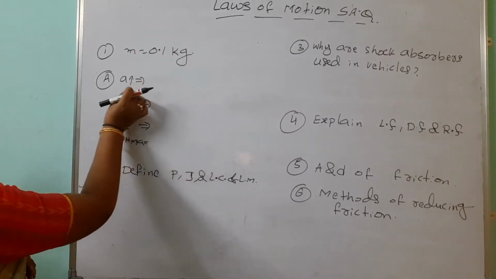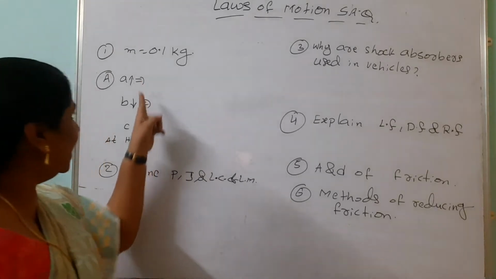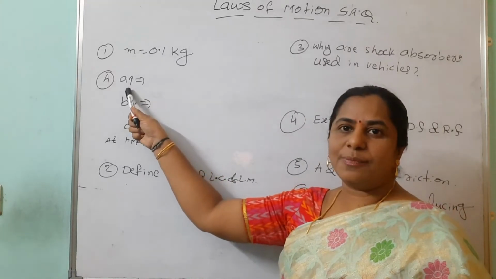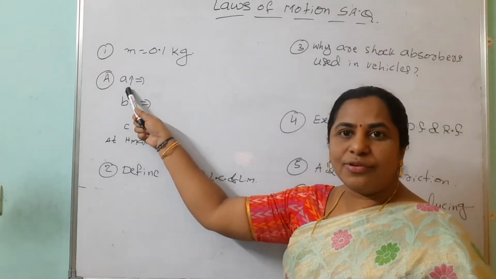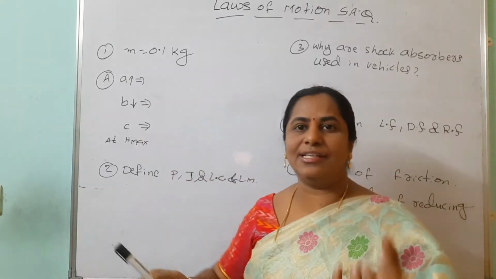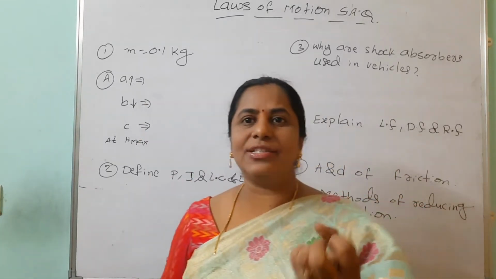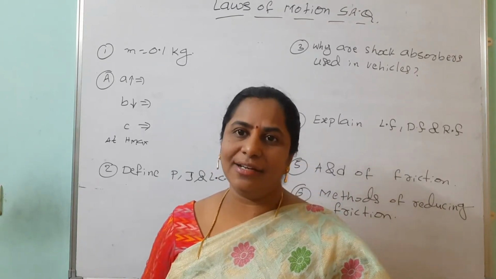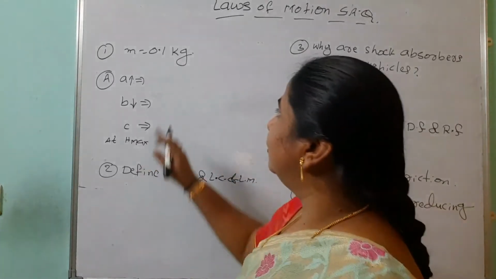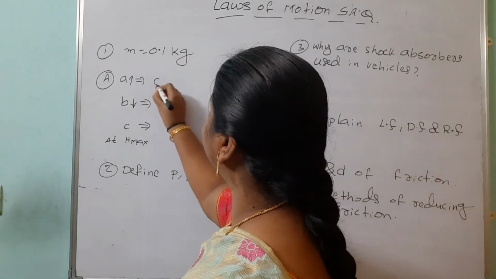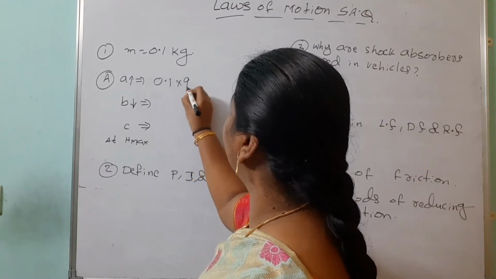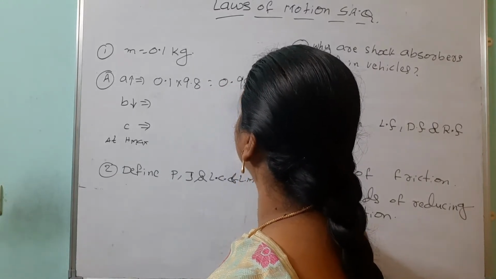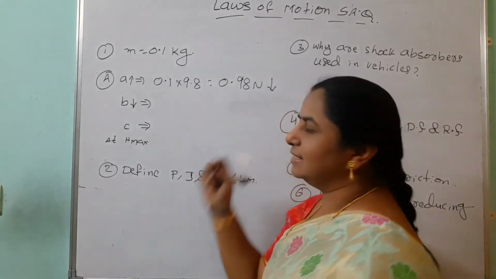The question is, if the body is projected upwards, A, B, C, three questions are there. First one is, when the body is projected upwards, what is the net force and direction on that? Whenever the body is going upwards, you know that each and every body is attracted towards the center of the earth. That is nothing but the weight of the body. And here the gravitational force magnitude is 0.1 into g value 9.8 meter per second square, so 0.98 newtons. And you should give the direction, always it is acting downwards.